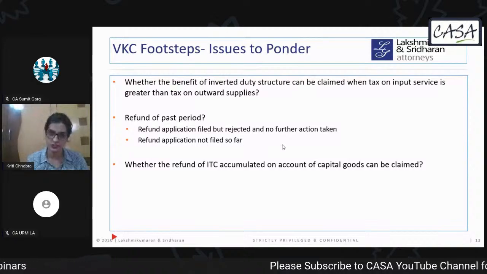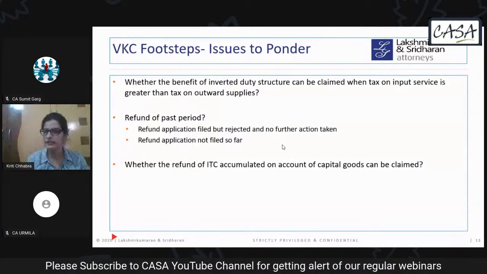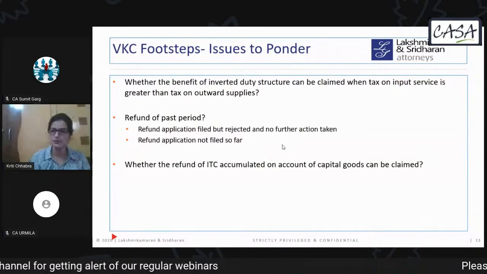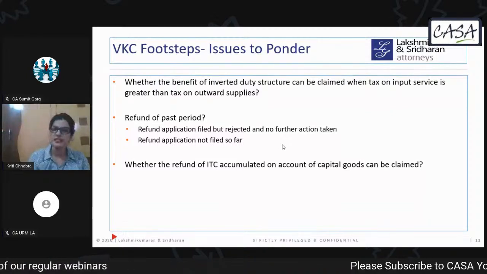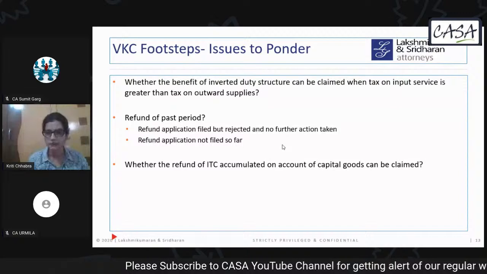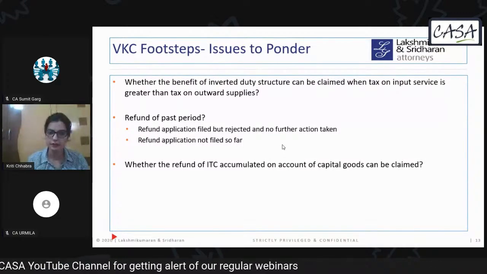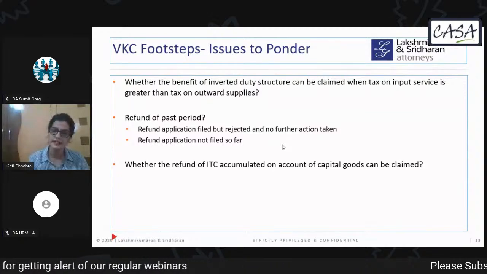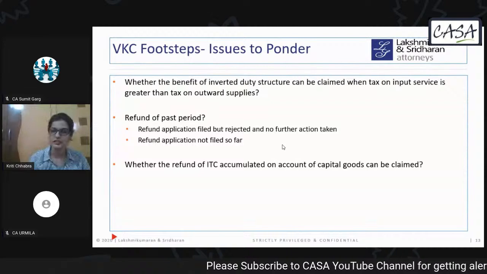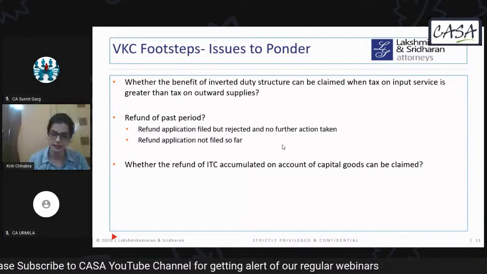However, if we see the decision part of the judgment, that clearly says that the petitioner is eligible to claim refund of inputs and input services. So basis that judgment, we definitely cannot take the benefit for capital goods. But in my view, we can go for another application for seeking refund of capital goods, basis the same reasoning which is given in VKC Footsteps by the Gujarat High Court. So these are the three issues which I thought were very relevant and wanted to discuss here.